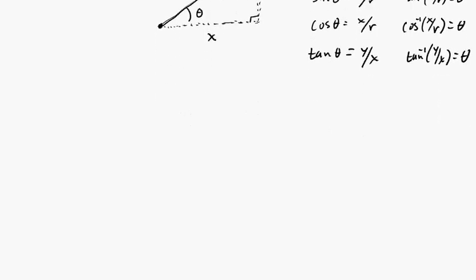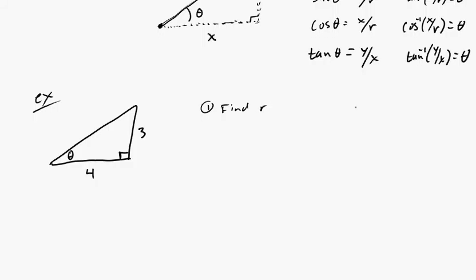So for example, I have a right triangle here. And we're going to put theta in the corner, and 3 and 4. Now there's a few things that we could do here. Number 1, find r. So let's start with that. Now remember, r is this guy right here. That's the magnitude. So I'm going to put r there. And I'm going to use the Pythagorean theorem, because the Pythagorean theorem relates the 3 sides of a triangle.